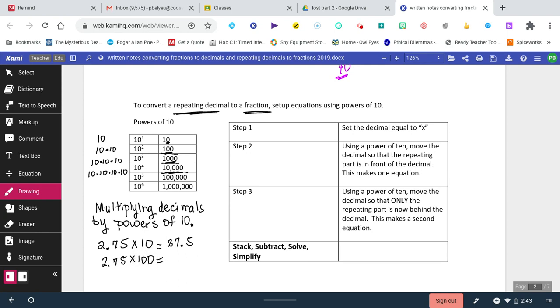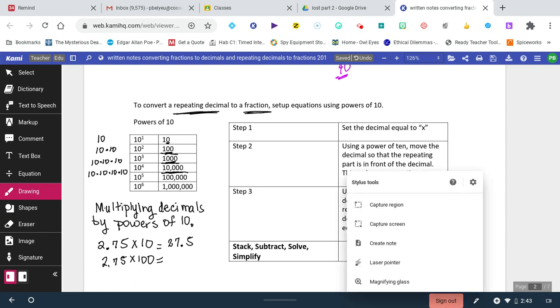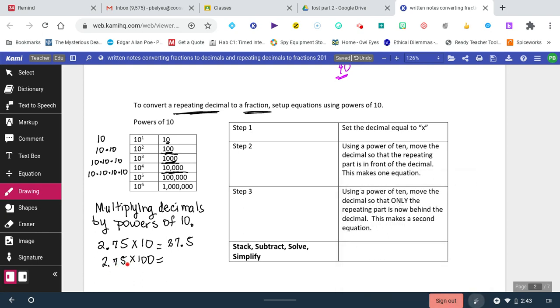Now, if I were to take that number and multiply it by 100, well, how many zeros does 100 have? Well, 100 has two zeros. So this decimal is going to go two places to the right, which will end up back here after the 5. And we don't normally write decimals at the end. We normally drop a decimal if it's at the end. So I'm going to erase that. So that would just give you 275.